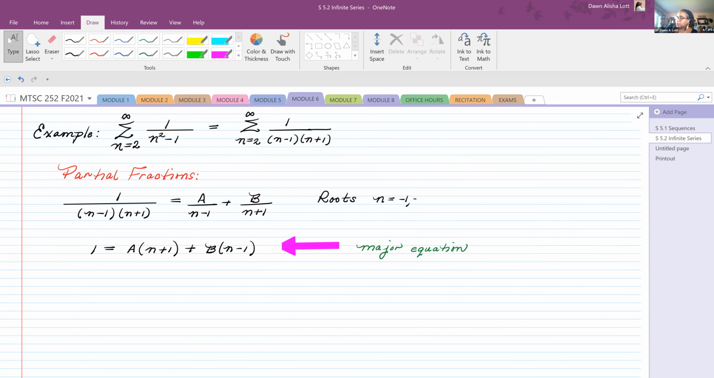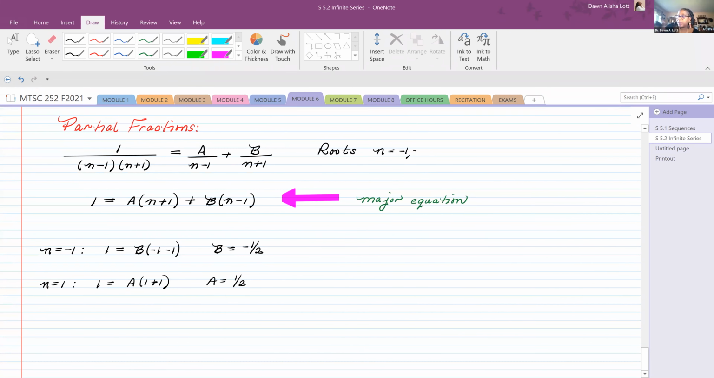Okay, so we put in n equals minus 1, and we get 1 is equal to b times minus 1. So b is equal to -1/2. And we put in n equals +1, and we get 1 is equal to a times 1 plus 1. So a is equal to +1/2. Okay.